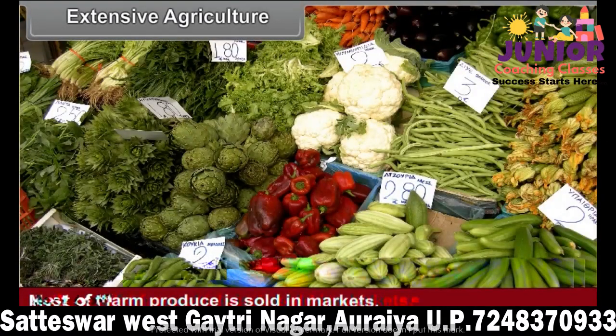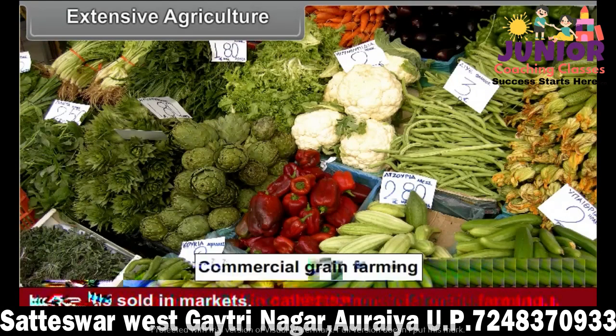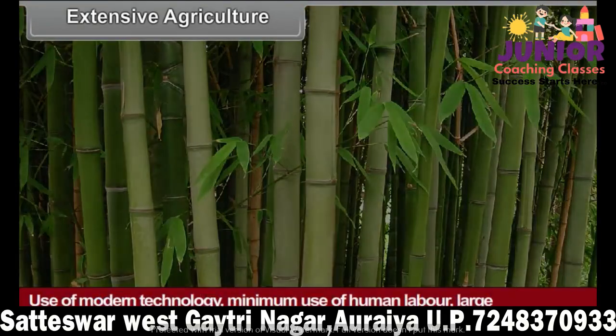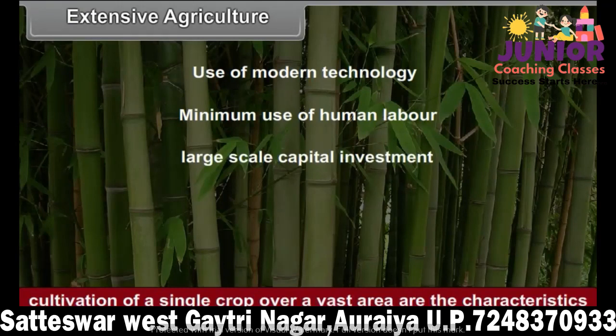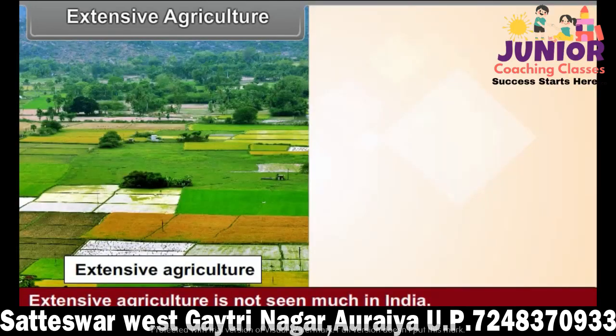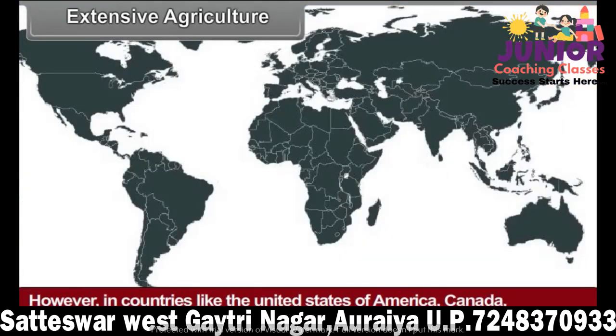Most of the farm produce is sold in markets. Hence, this farming is also called commercial grain farming. Use of modern technology, minimum use of human labor, large-scale capital investment, cultivation of a single crop over a vast area are the characteristics of this type of agriculture. Extensive agriculture is not seen much in India. However, in countries like the United States of America, Canada, Russia, extensive agriculture is practiced.